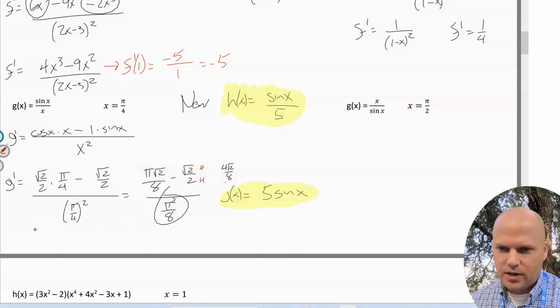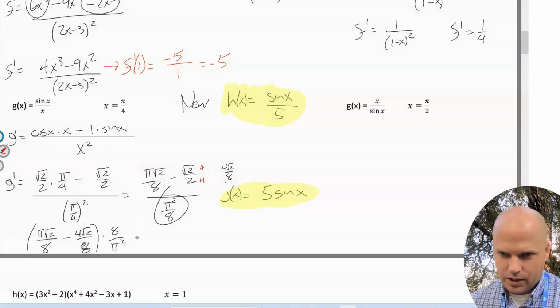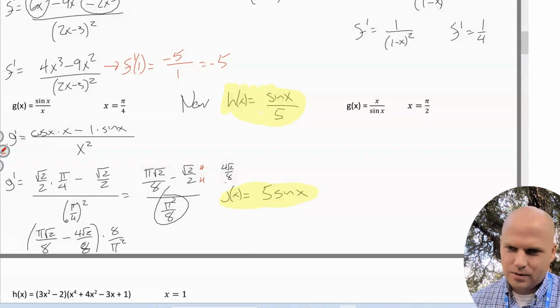multiply by the reciprocal here. And again, this is maybe a little bit unnecessary, but this is just fun practice. Pi root 2's over 8 minus 4 root 2's over 8 times 8 over pi squared. Okay, that's interesting because now, come on, pi over 4 squared is not pi squared over 8.